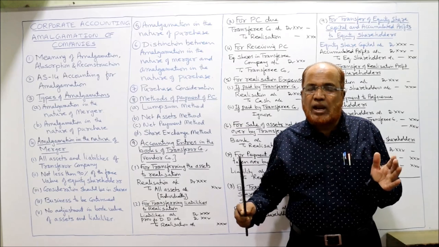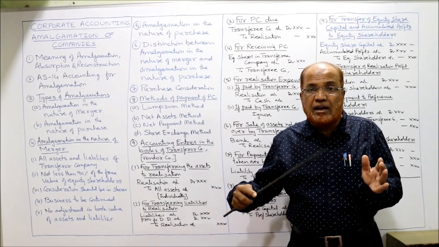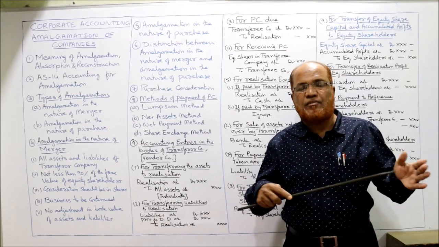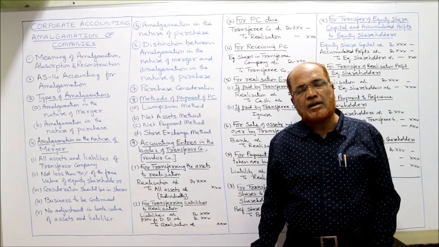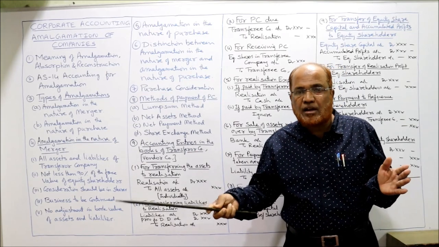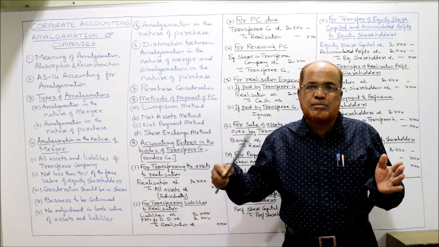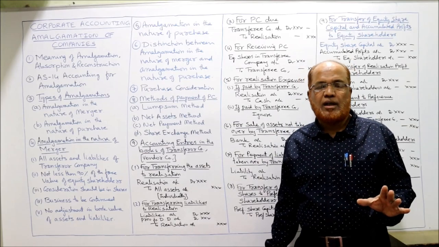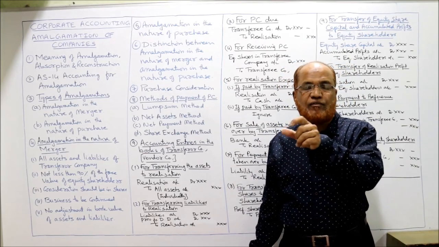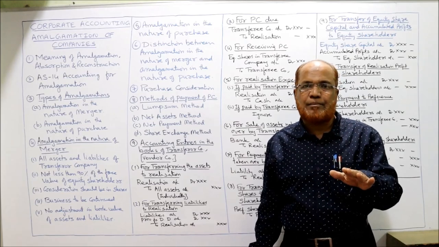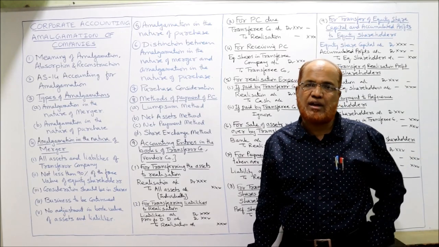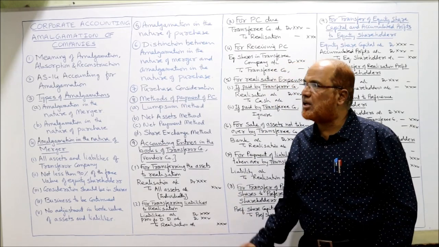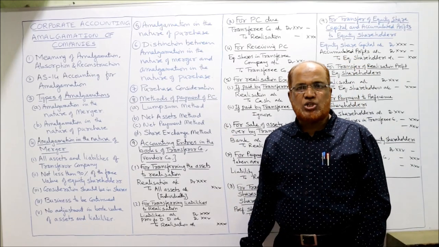Yahan par sirf assets or liabilities merge nahi ho rahe, balki the interest of all the parties of transferor company is mixed up with the interest of the transferee company. Transferor company ke jo interest hai, wo sare interest mix up honge. Koi interest change nahi hoga. That means the proportionate share of equity shareholders will be same after merger with the transferee company. There is no change in the interest of shareholders in case of amalgamation in the nature of merger.